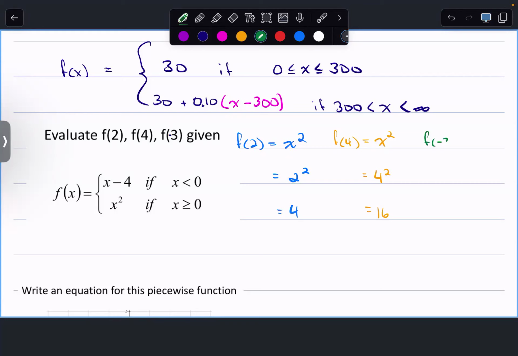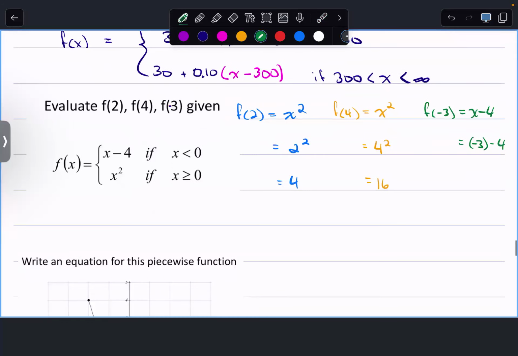How about f of -3? Finally, because I forced it to be, right? -3 is less than 0. So now I'm going to use x minus 4 as my function. Which means I have -3 minus 4. -3 minus 4 is -7. Okay.